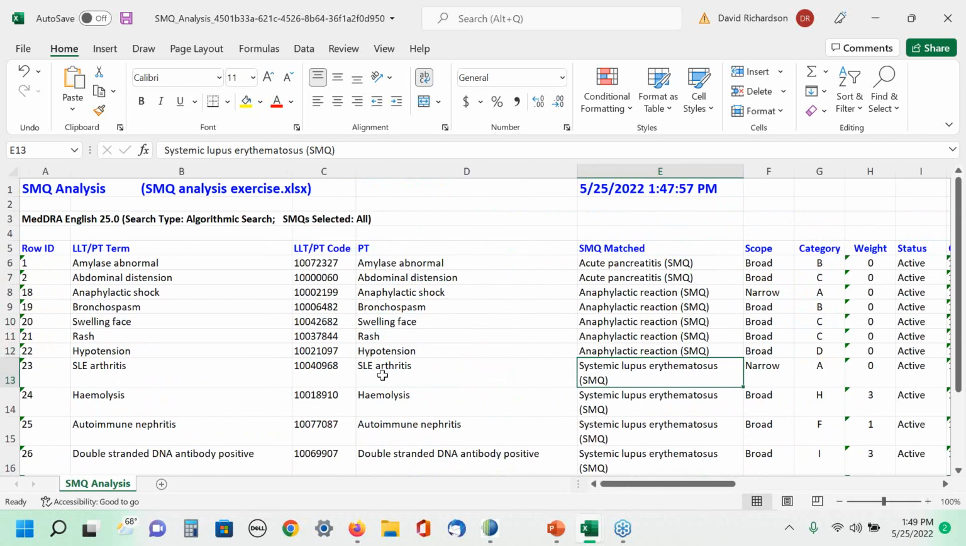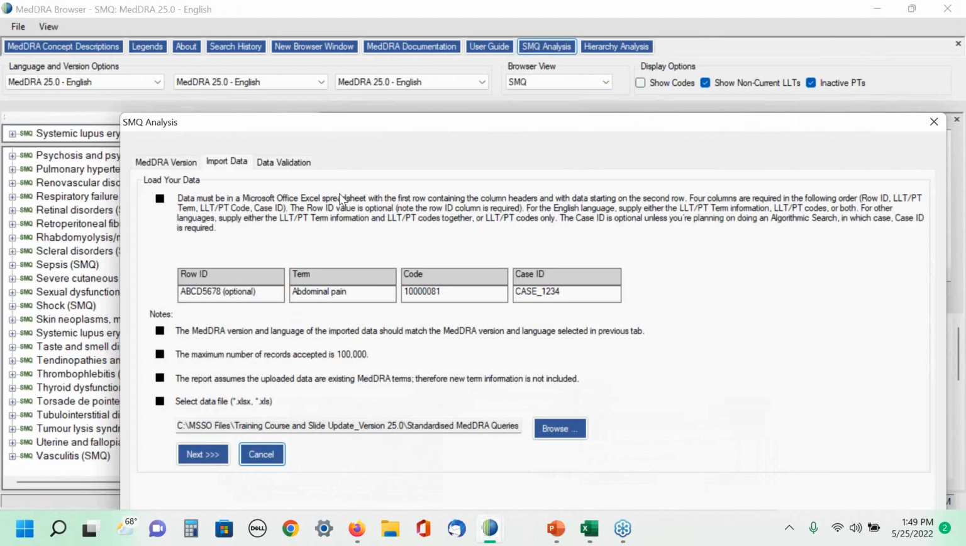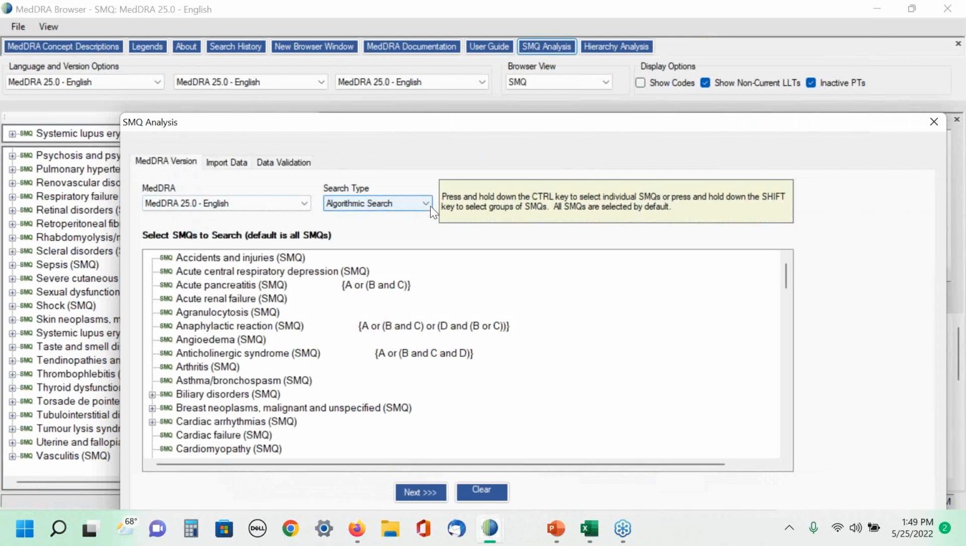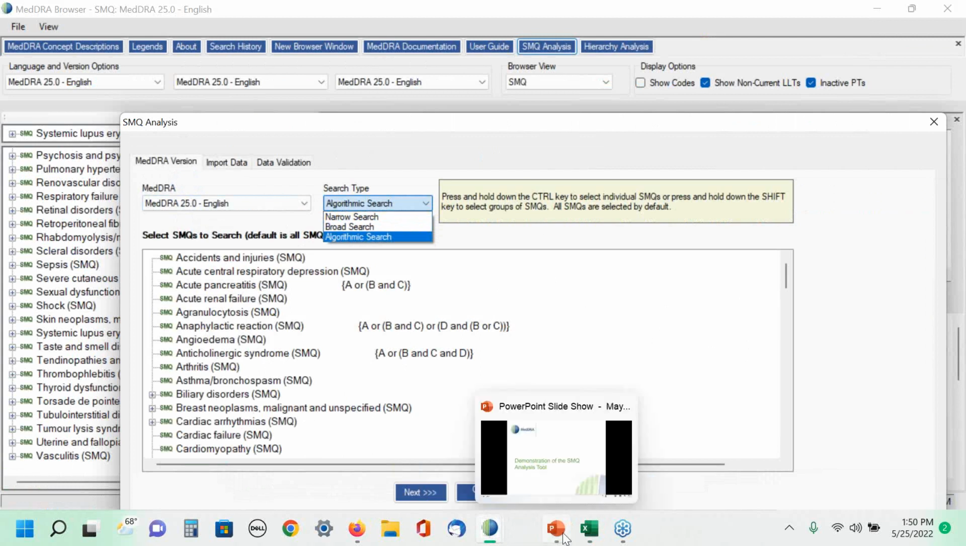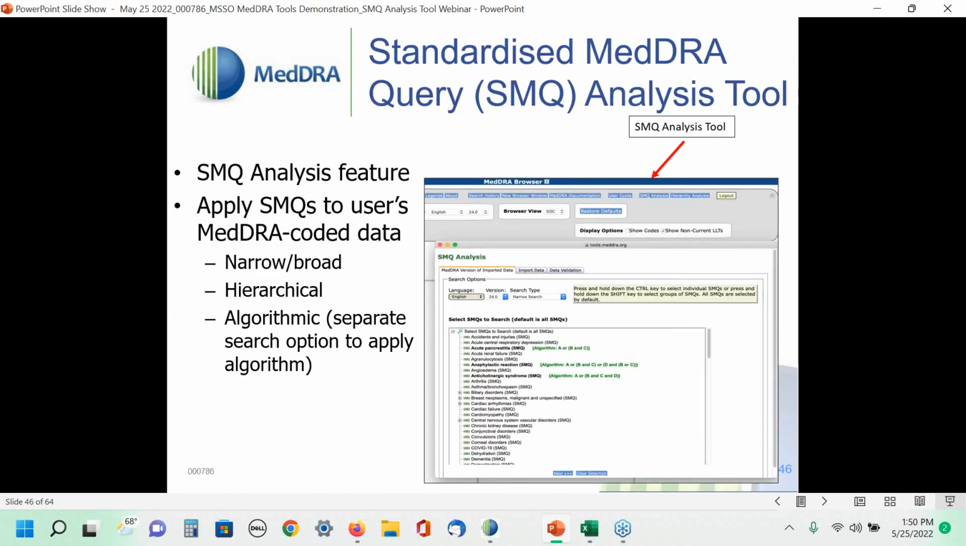You use it to select SMQs of interest that you want to look at. You create a properly formatted data set on a spreadsheet, and you define the focus of whether you want to use algorithmic, broad, or narrow search strategy. You can select specific SMQs if you're not interested in looking at the entirety of all 110 level 1 SMQs, and you run the tool and you get your data. So that's how the tool works.